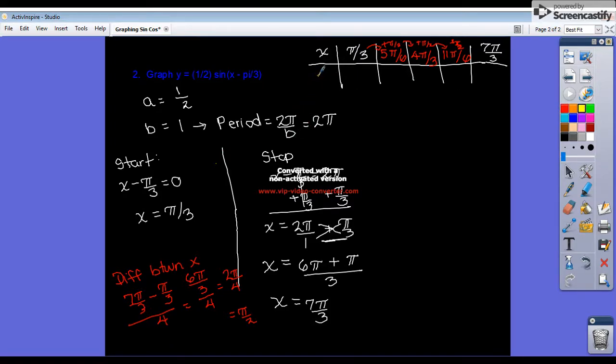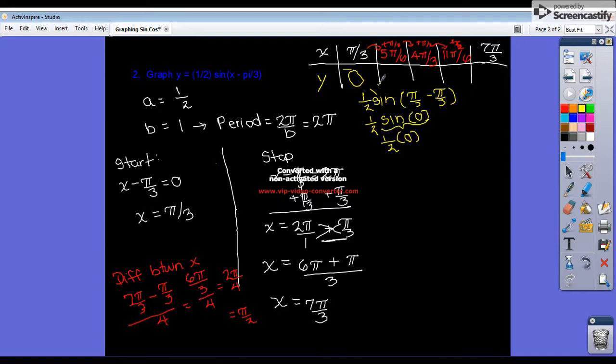With that, I can plug in the x values to get a y value. To start off, I'm going to replace the x with my first x value, which is pi over 3. So it's going to say, and I'm going to plug it in down here, 1/2 sine of x, which is pi over 3, minus pi over 3. This would give me the sine of 0. I'm going to drop down the 1/2, and the sine of 0 is 0, multiplied by 1/2, which still gives me 0.